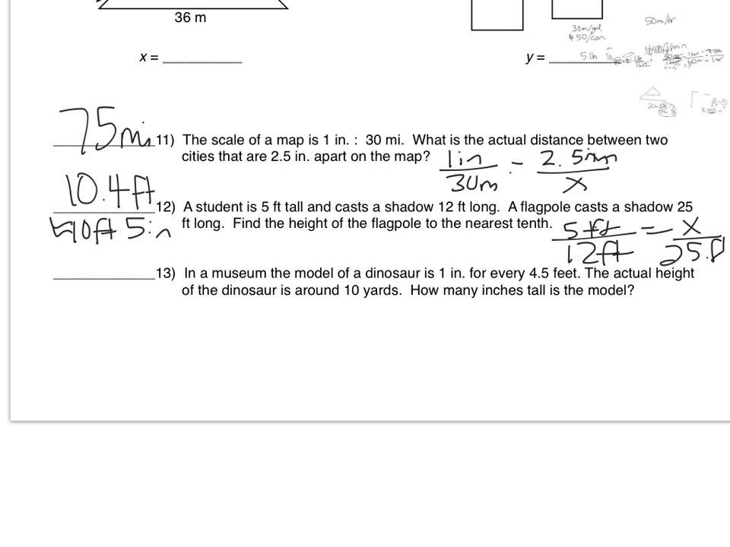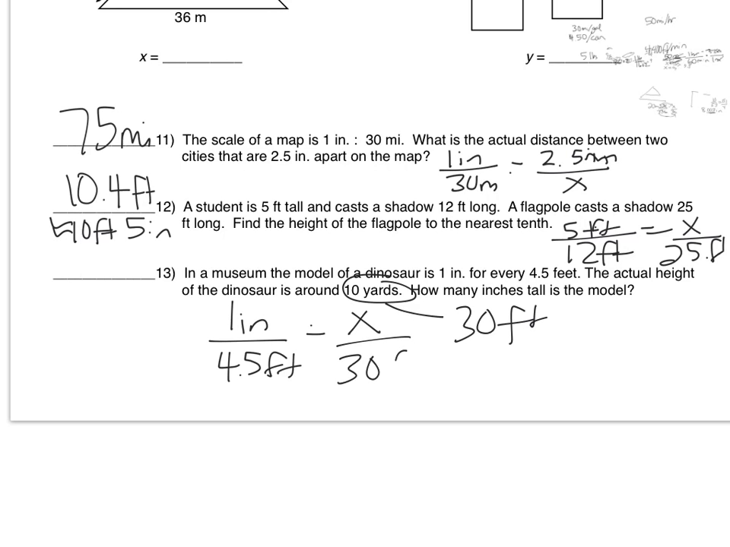For number 13, in a museum, the dinosaur is 1 inch for every 4.5 feet. So we have 1 inch over 4.5 feet. And then we want to know how many inches tall the model is for a dinosaur that is 10 yards. And so 10 yards is actually equal to 30 feet. So 30 feet times 1 is 30, divided by 4.5 is 6.6 repeating, or if you round it to the nearest tenth, 6.7 inches.